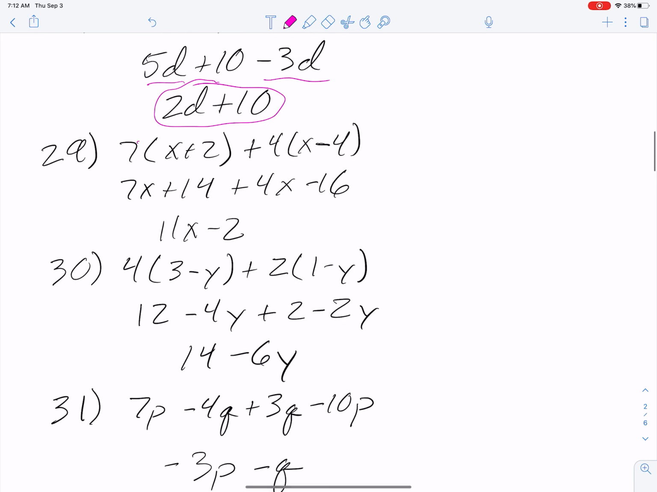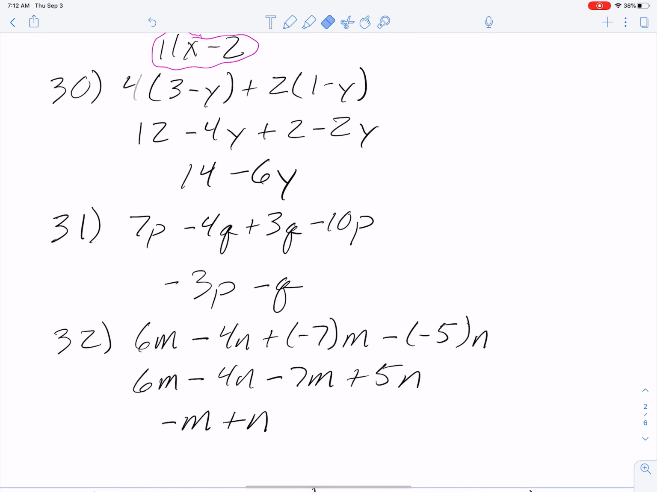29, I distribute my 7 to x, my 7 to 2, getting me 7x and 14. My 4 to x, my 4 to -4, getting me 4x and -16. You'll notice that I'm using the slashes underneath these terms to denote which are like terms. You don't have to do that. It's just a nice way to keep track. And so my 7x plus 4x is 11x. 14 minus 16 is -2.